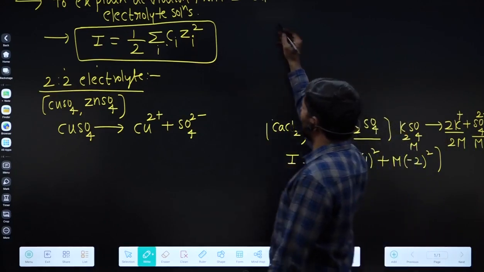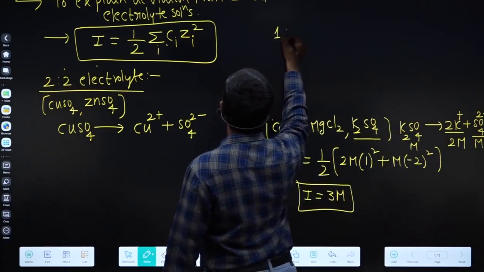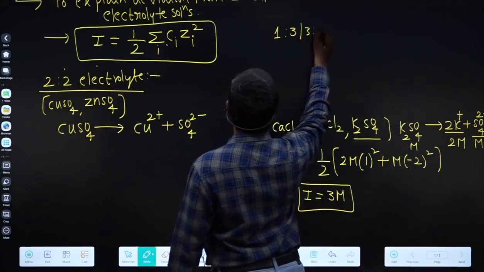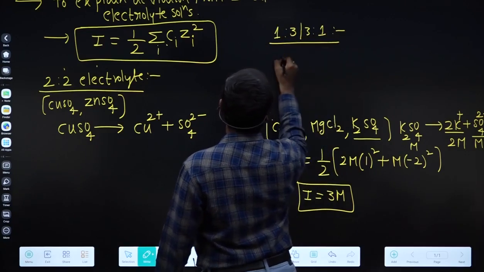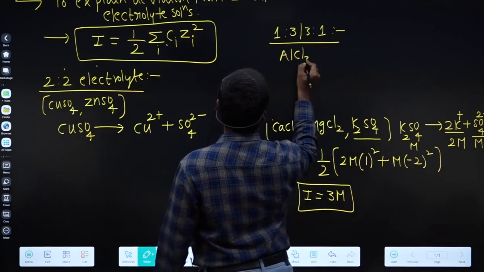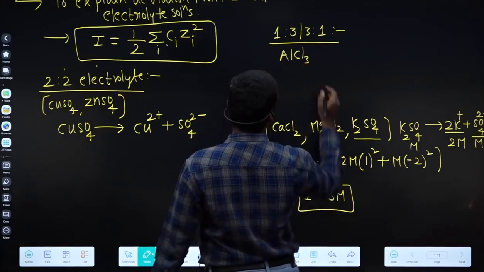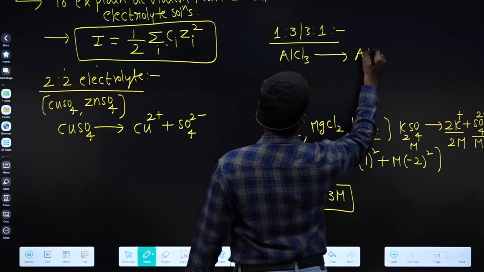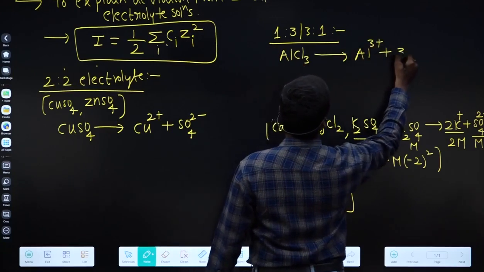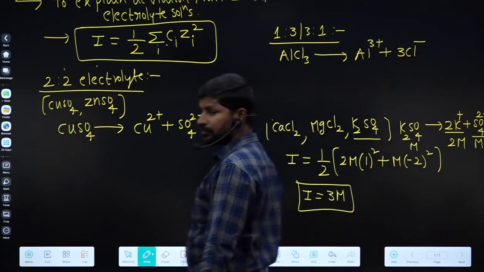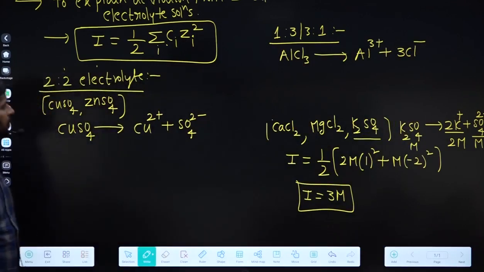Okay, next you derive for 1:3 electrolyte or 3:1 electrolyte, that is AlCl3 for example. Here what are we getting? I is equal to 4m.